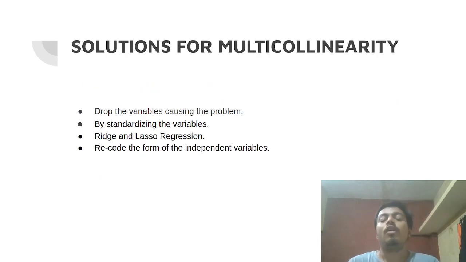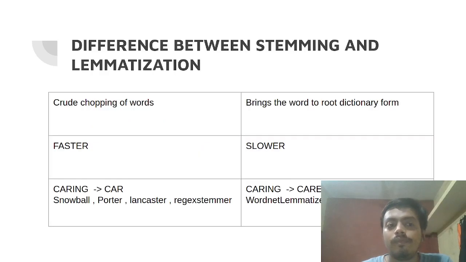Okay. What are the solutions for multi-collinearity? Dropping the variable causing the problem. You can standardize the variables, you can apply ridge or lasso, and you can transform the form of independent variables. So you can split the variables, convert their form in this way. Okay, so by transforming the form, you mean that if the temperature was in Celsius, you can convert it into Fahrenheit, so such kind of thing.